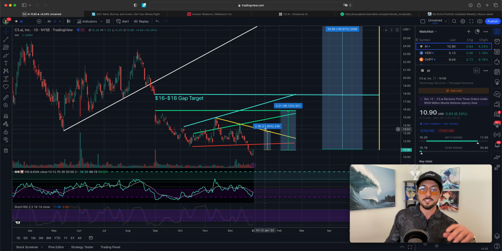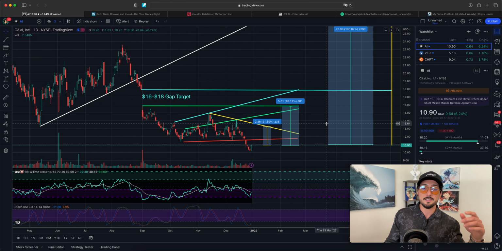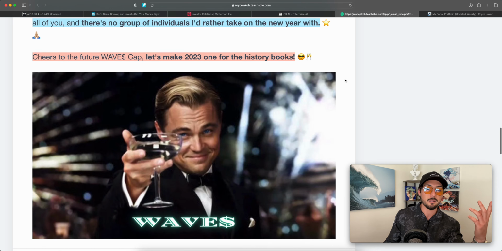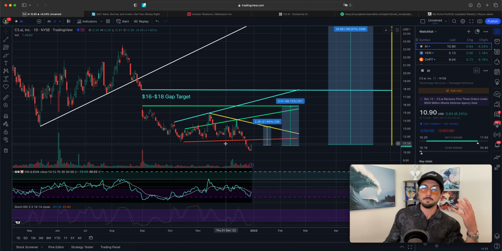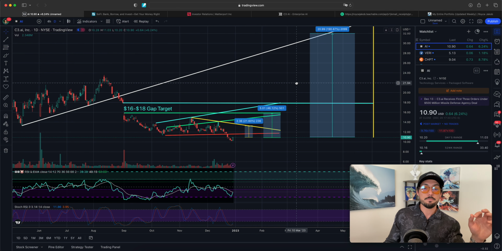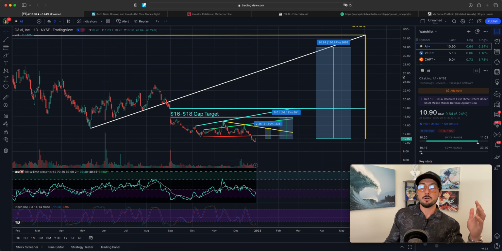Again, short-term price targets you can see right here. Feel free to screenshot this as well, you guys. I do keep this exclusive to the portfolio newsletter when I'm talking specifics about the portfolio price targets and how I'm trading, when I'm taking profits, etc. But again, we're just focused on the long term right now.